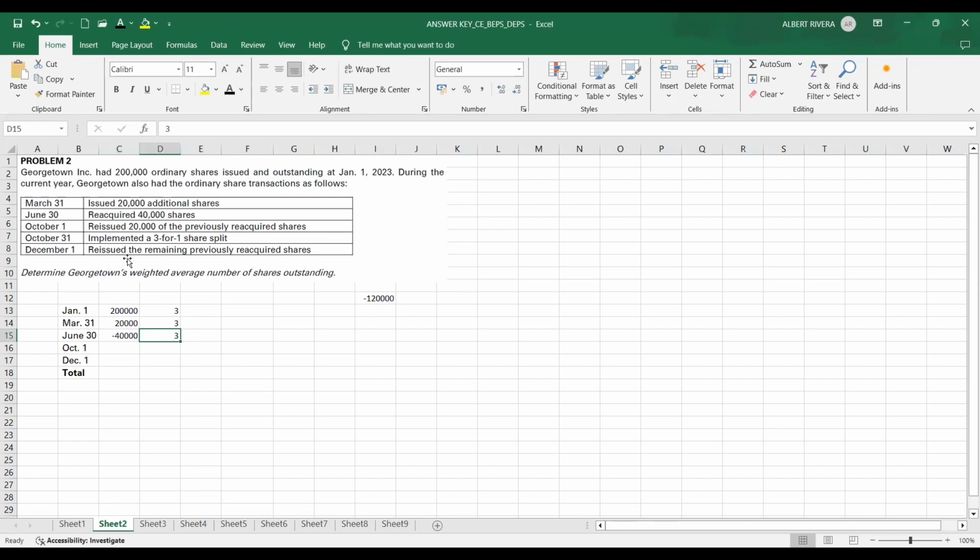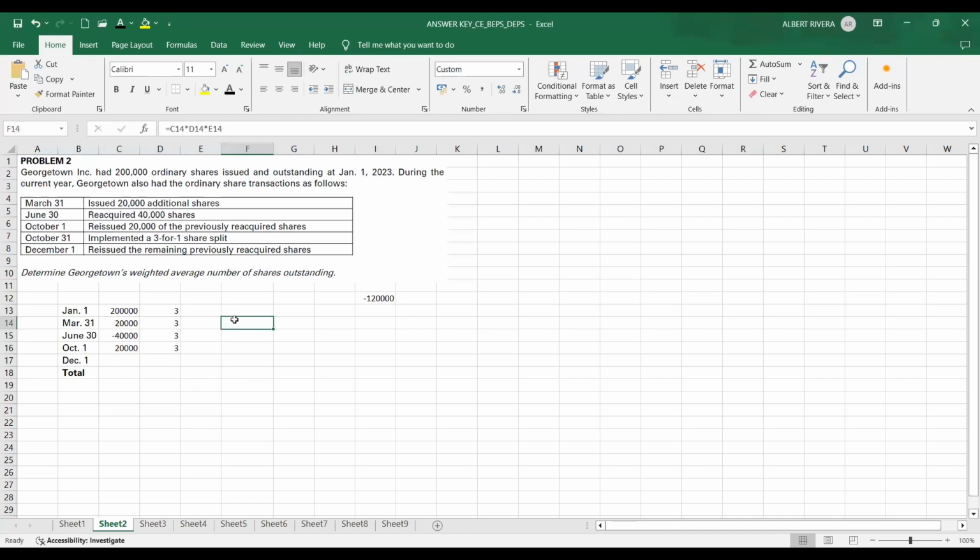Then a reissue on October 1, and the share split was on October 31. Let's repeat: 200,000 beginning. March 31, issued 20,000 additional shares. June 30, reacquired treasury shares. October 1, reissued 20,000. Then come October 31, there was a 3-for-1 split, so this is also times 3.